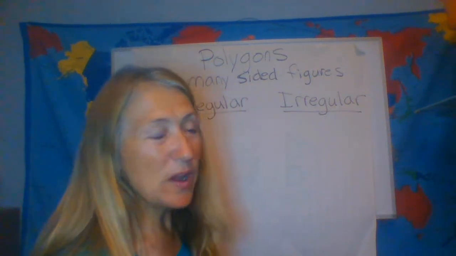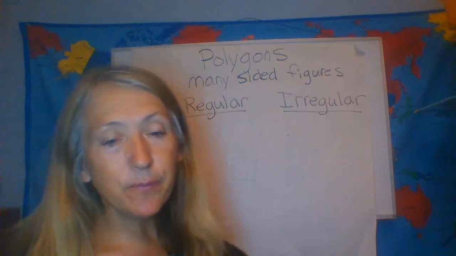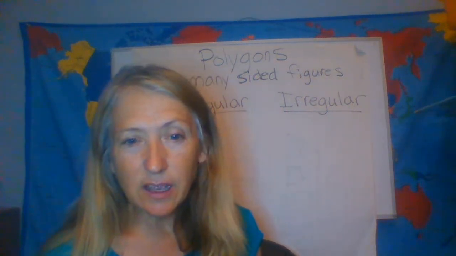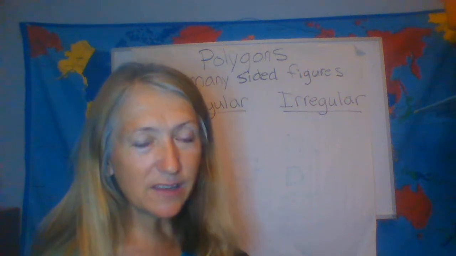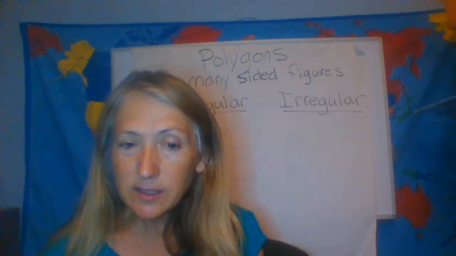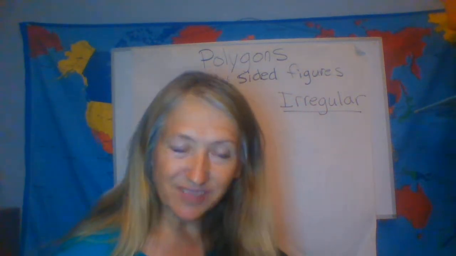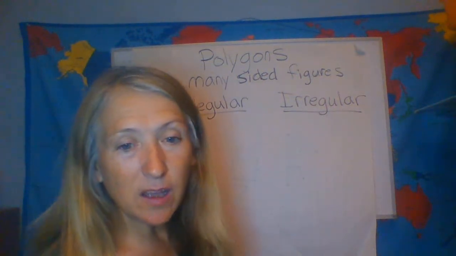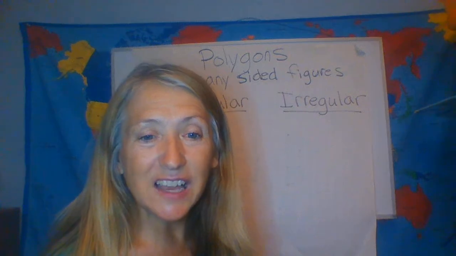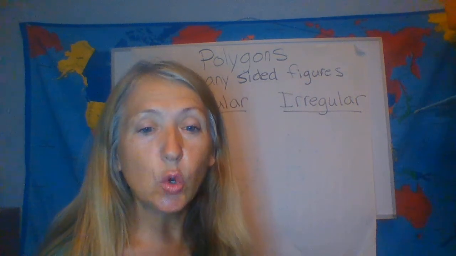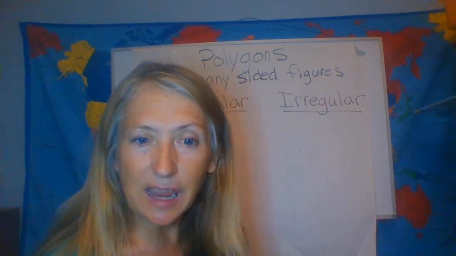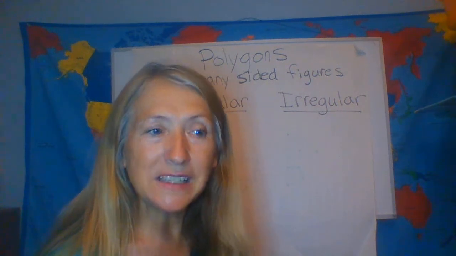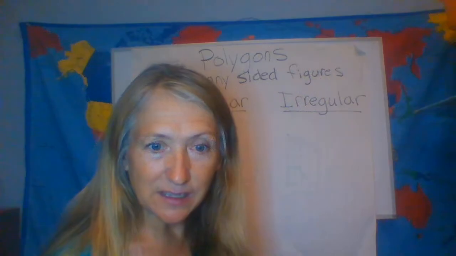All right, so here we have up here another definition that falls into polygons, and that is regular polygons and irregular polygons. So a regular polygon is a polygon where all the sides are congruent. Congruent means equal, the same. So all the sides and all the angles must have the same measurement.